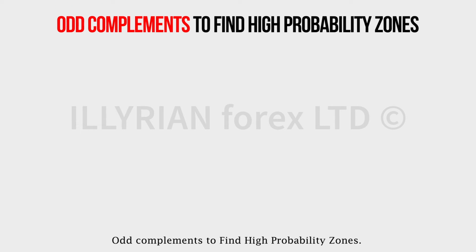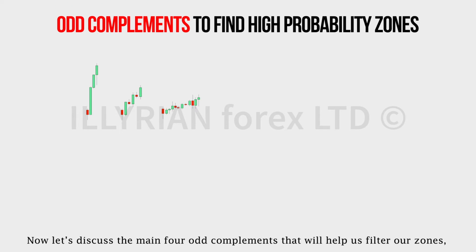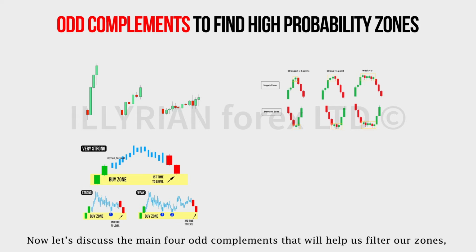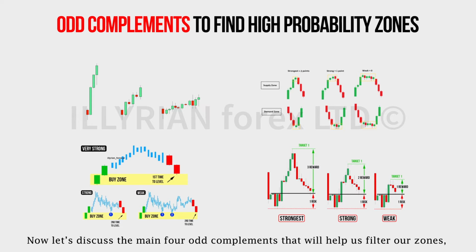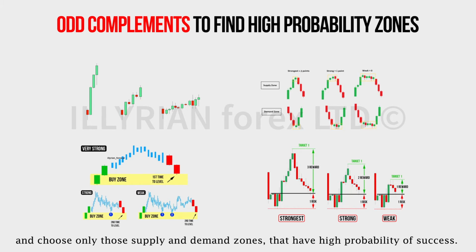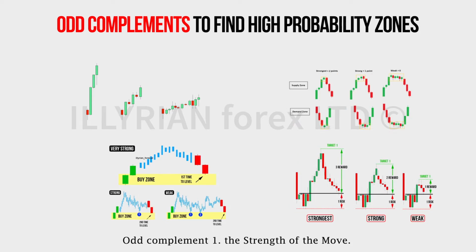Odd complements to find high probability zones. Now let's discuss the main 4 odd complements that will help us filter our zones and choose only those supply and demand zones that have high probability of success.